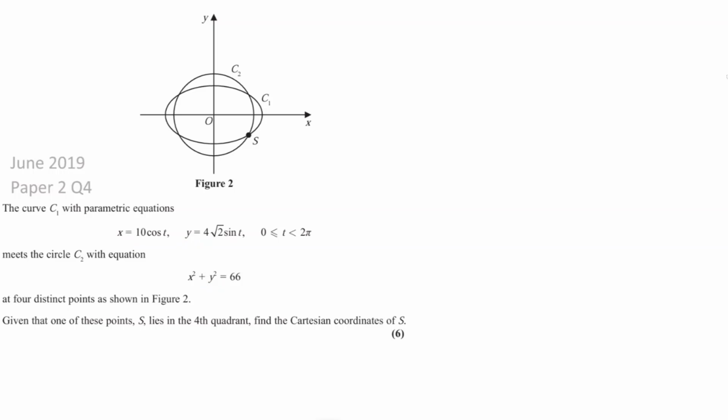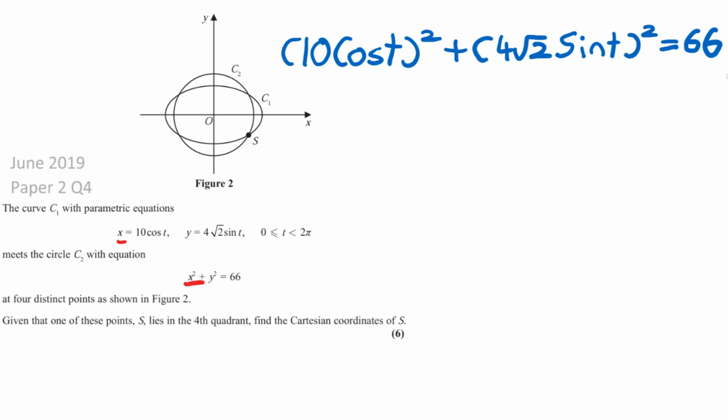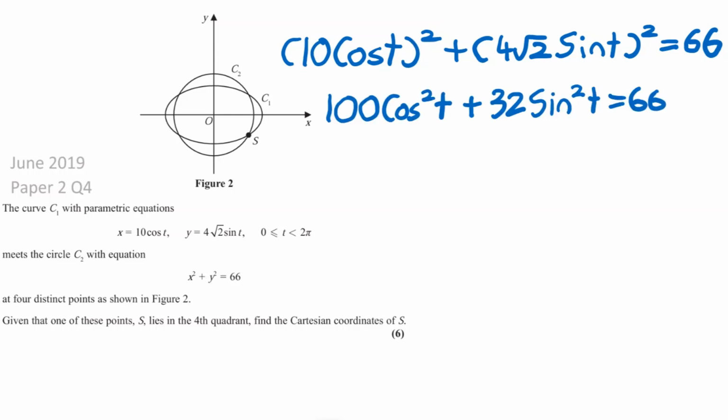So that's what I've done up here. So it's x squared, but now instead of x it's this 10 cos t, and then it's plus y squared, but now instead of y it's this 4 root 2 sin t squared, like this here, and this is all equal to 66. So we can simplify this by expanding the brackets. We have these two squared parts here. 10 squared is 100, and that's going to be cos squared t, plus, and then 4 root 2 squared is 32, and that's going to be sin squared t is equal to 66.